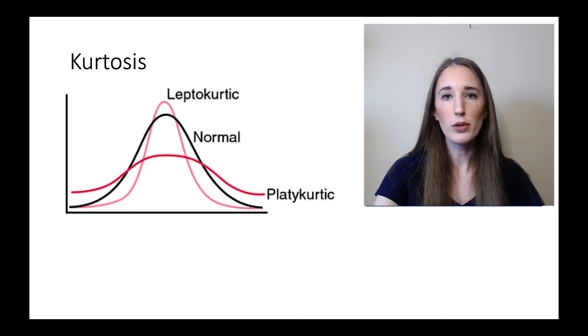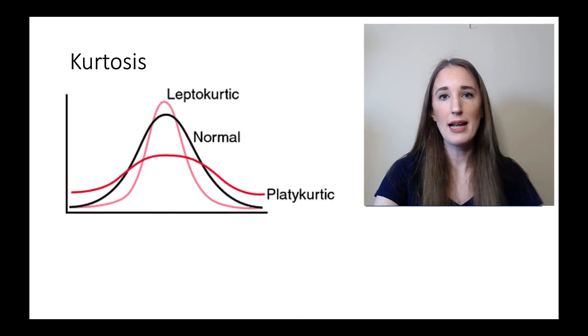We can also look at kurtosis. Kurtosis essentially tells us how pointy our distribution is. A normal distribution will have a kurtosis statistic of 0. But we might also have what's called a leptokurtic distribution that's pointier than a normal distribution, and then we'll have a positive kurtosis statistic. Or we might have a flatter distribution, which is called platykurtic, and then we will have a negative kurtosis value.